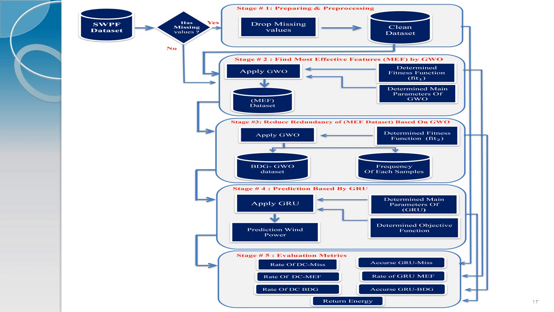While in the fourth stage, we do prediction based on the gated recurrent unit technique, and the dataset resulting from the previous stage, represented by the buffer different group dataset, is entered into this stage as input, and the gated recurrent unit is applied to it after specifying the basic parameters and also the objective function. The result of this stage is entered into the final stage, which is the evaluation measures stage.